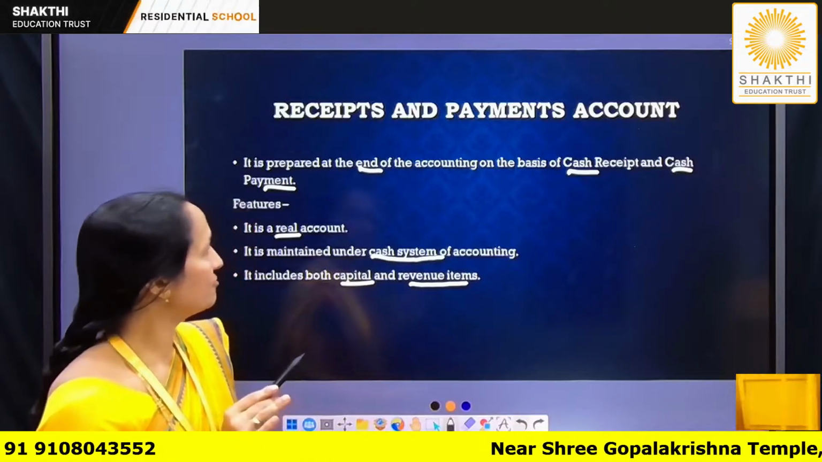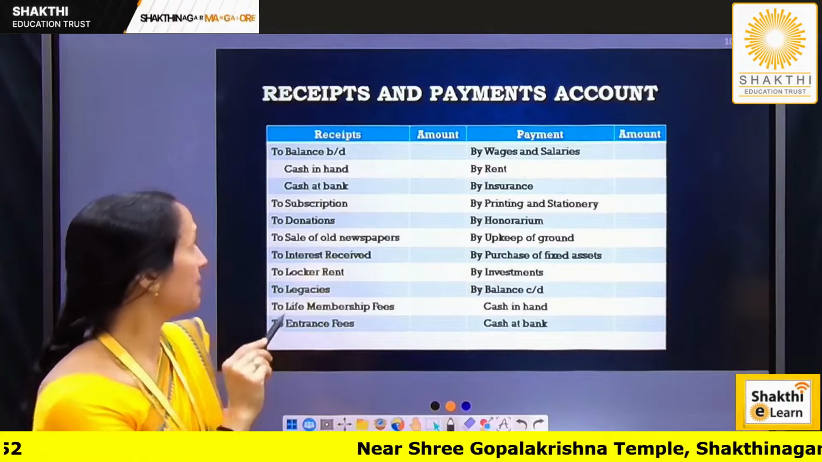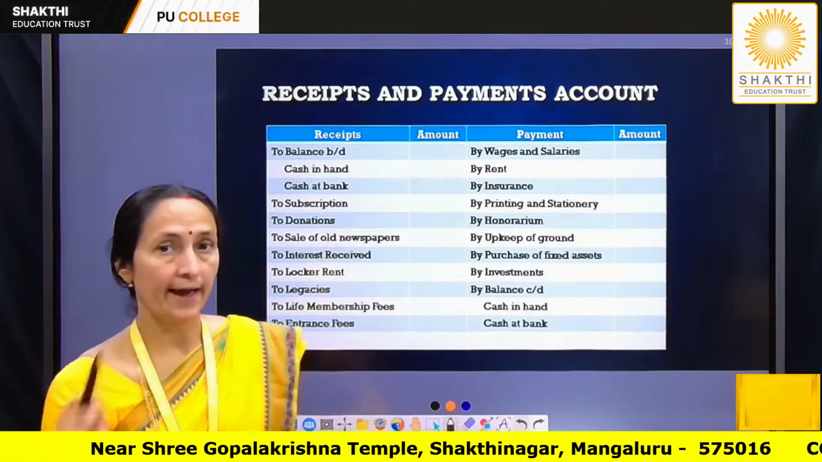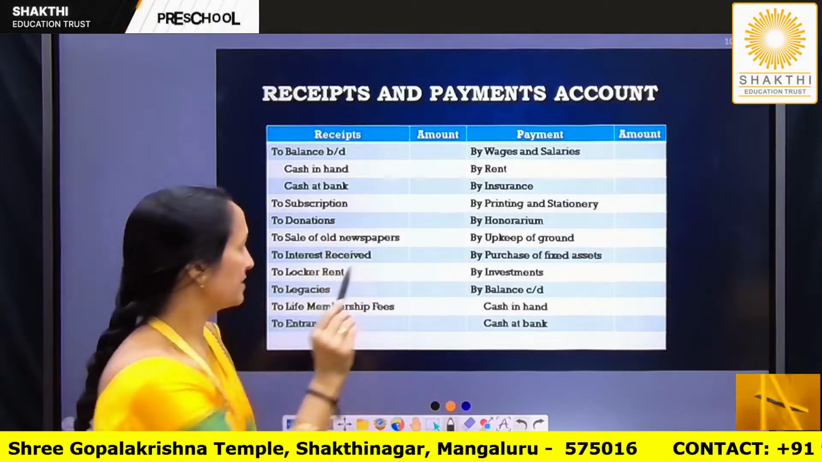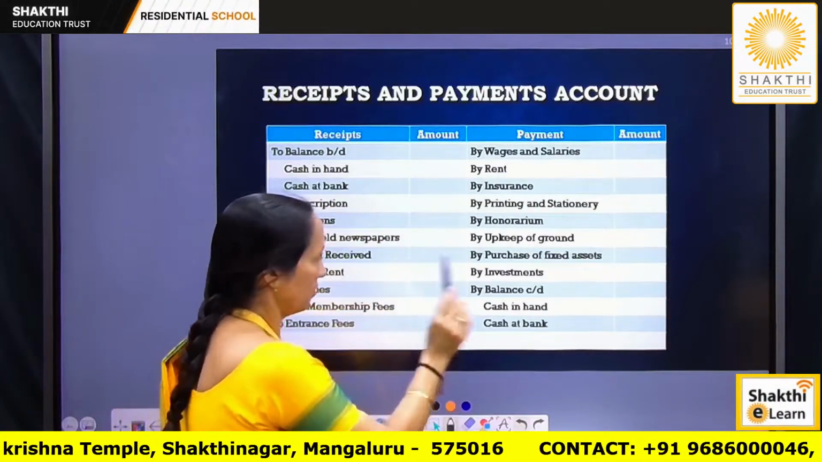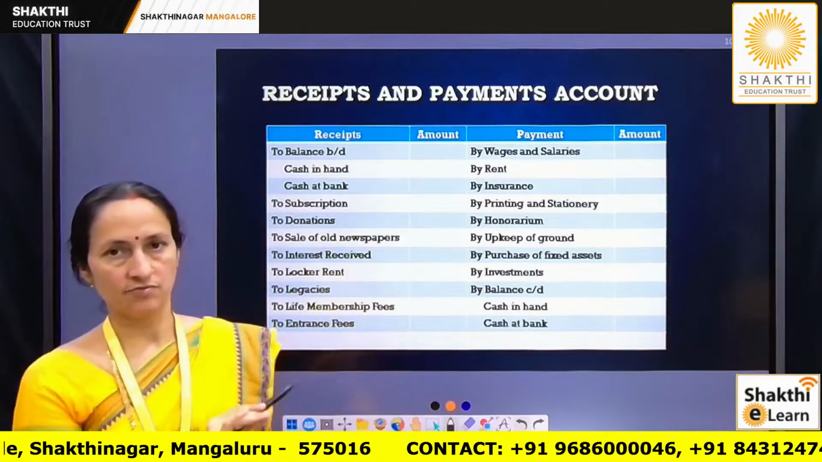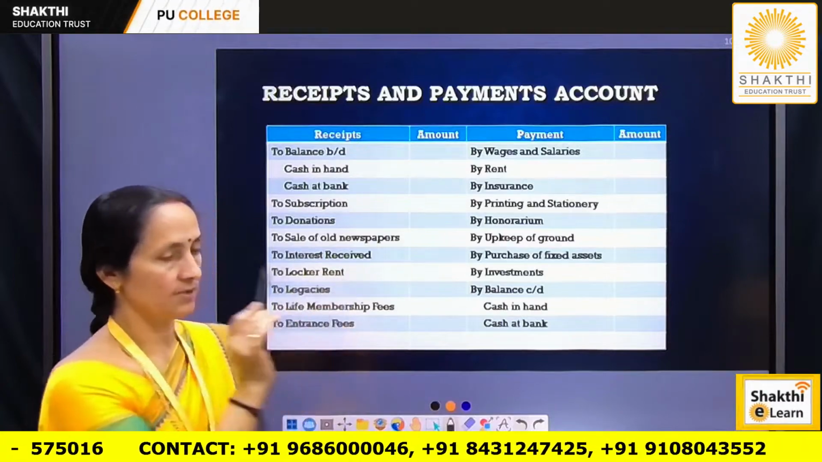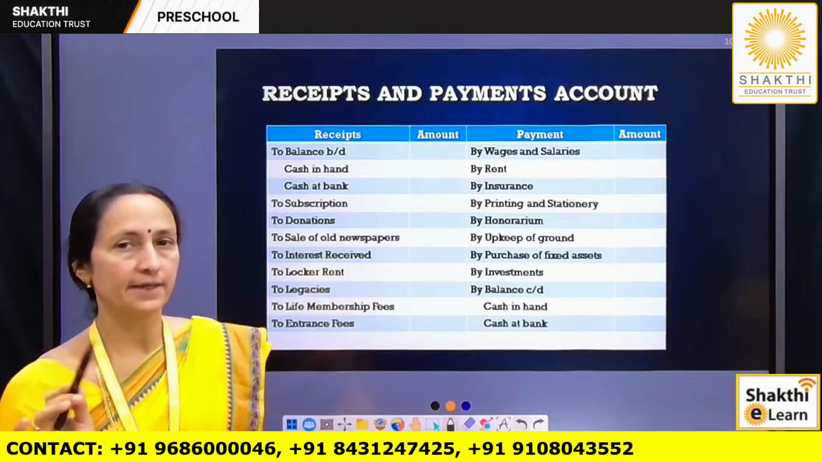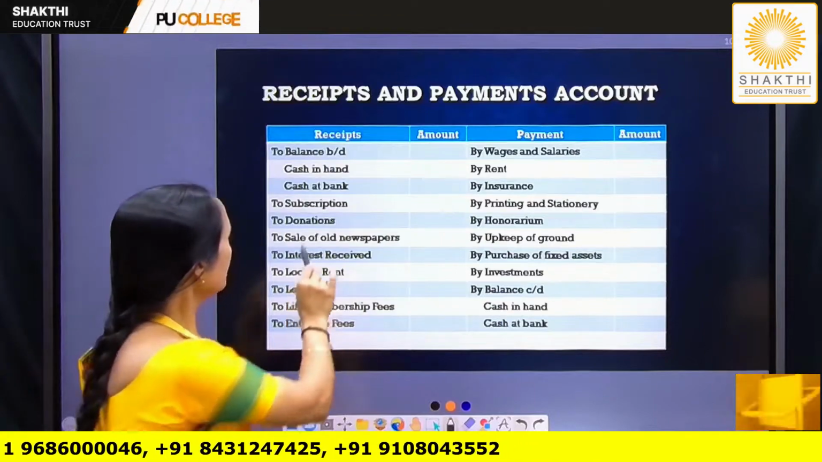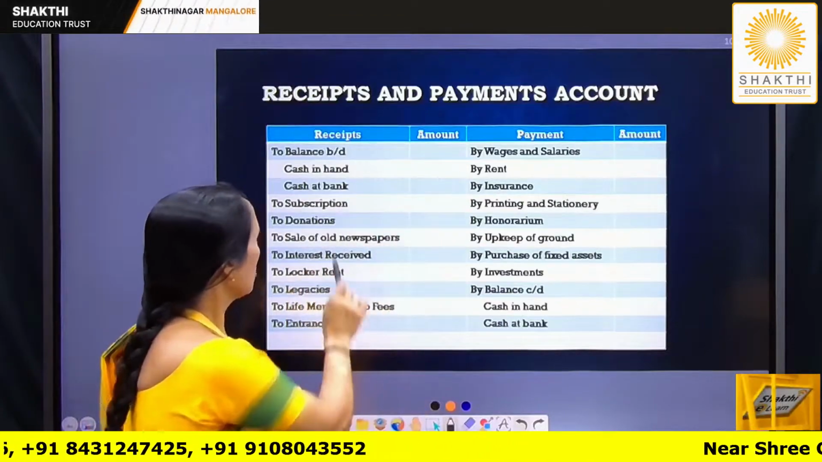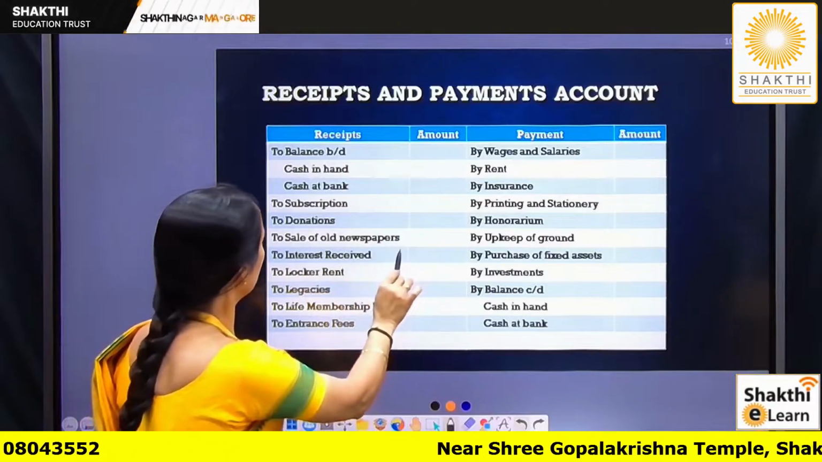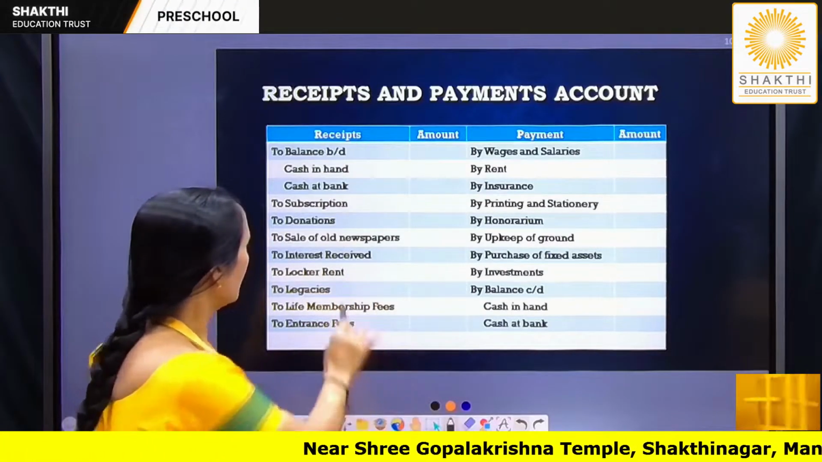Now we will see the format of the receipt and payment account. There is no separate column for cash and bank. We are writing all the cash and bank transactions in the amount column. I hope this is the same as our cash book, which we discussed in first year, right? First, balance brought down, that is the opening balance at the beginning of the year. Then subscription received during the year, donations received during the year, sale of old newspapers, interest received.